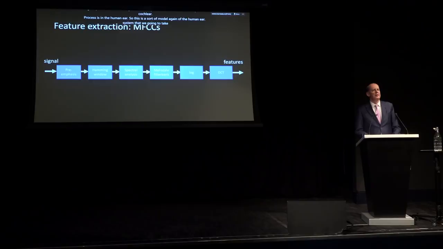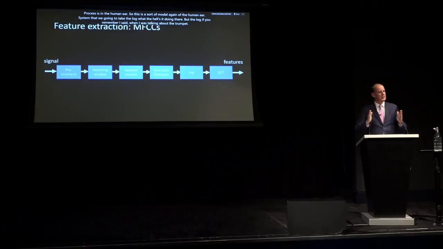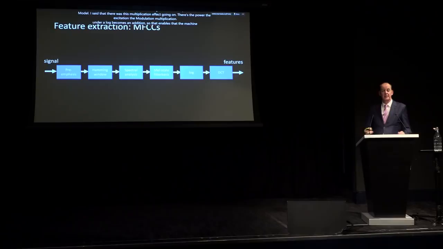Well, the log, if you remember, I said when I was talking about the trumpet model, that there was this multiplication effect going on. There was the power, the excitation, the modulation. Well, a multiplication under a log becomes an addition. So that enables the machine learning system to separate better these various components, which you think might help it do the classification a little bit better.